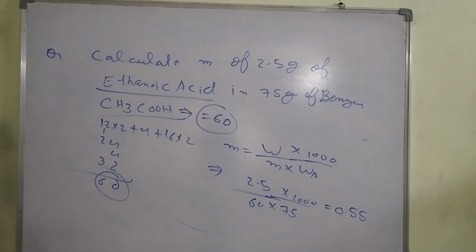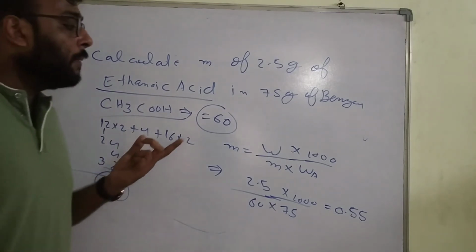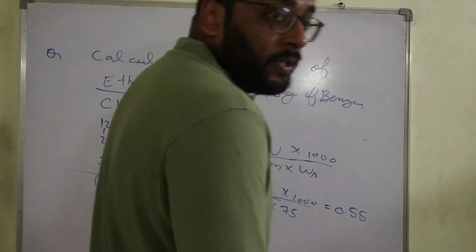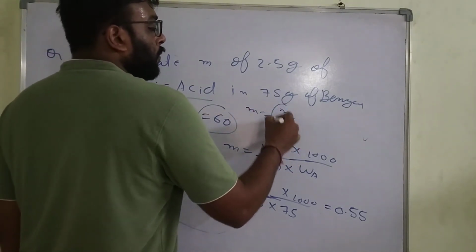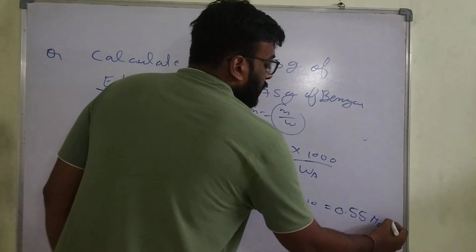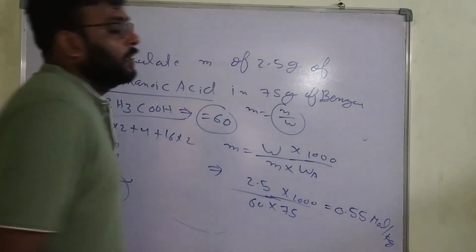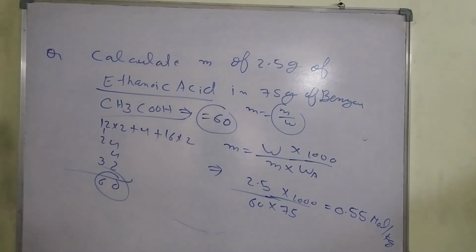What is the unit of molality? Mole per kg. You know that molality is n upon W, so the unit is mole per kg. Just note down this numerical.